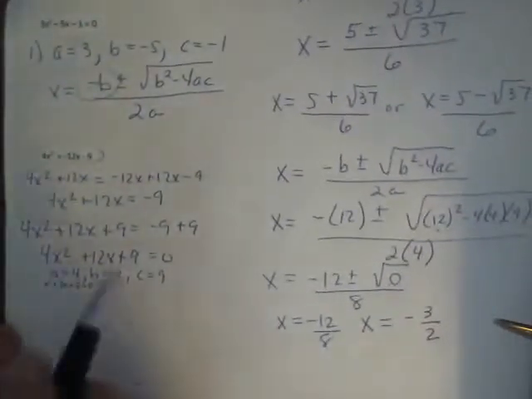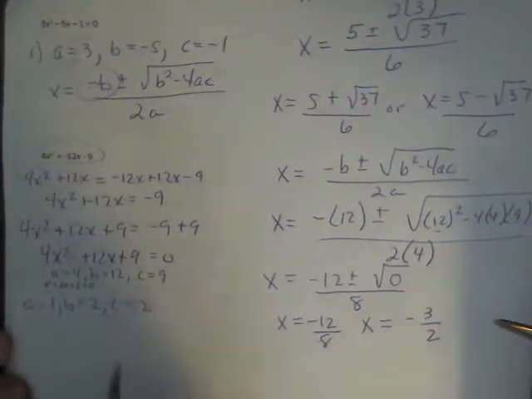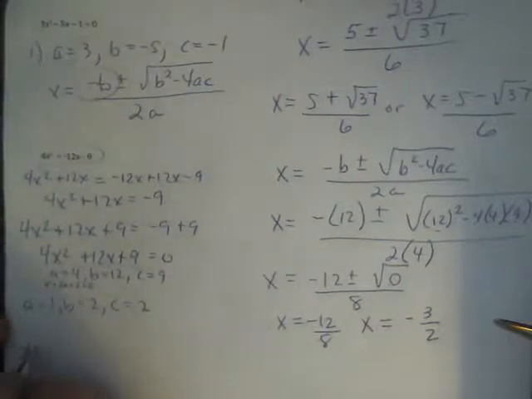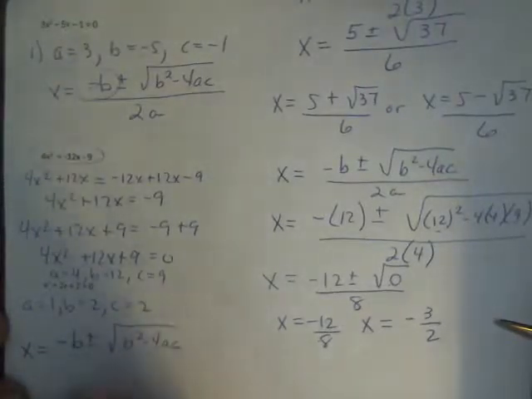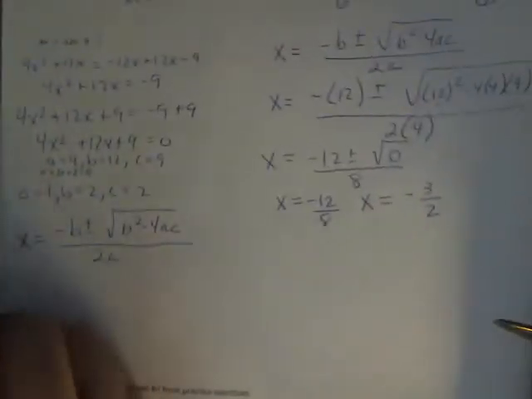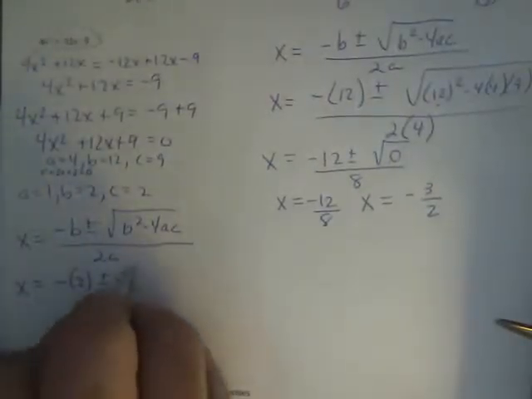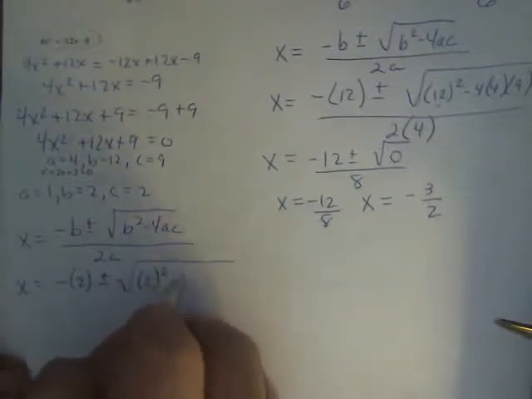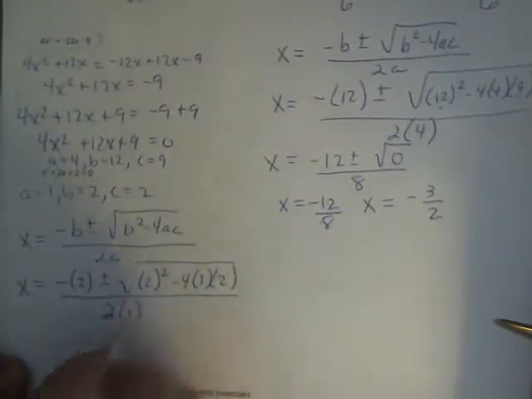Last equation we're going to look at for today is x squared plus 2x plus 2 is 0. It's set equal to 0, so we don't need to do anything there. So I identify my a, b, and c. Write down my quadratic formula. Then I substitute. So it's minus b plus or minus the square root of b squared minus 4 times a times c, all over 2a.